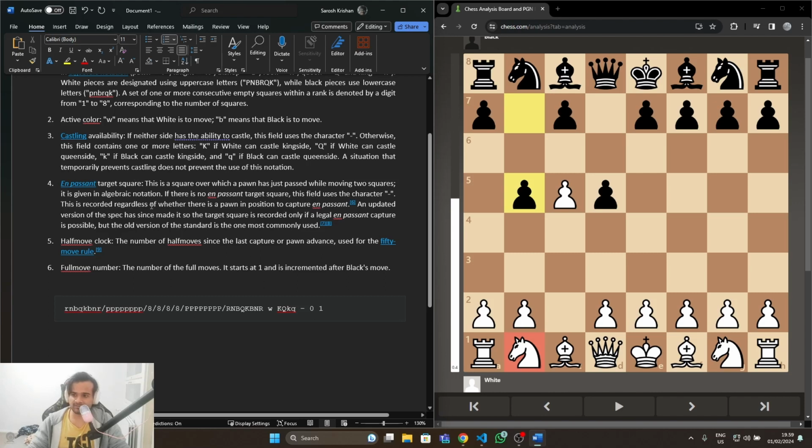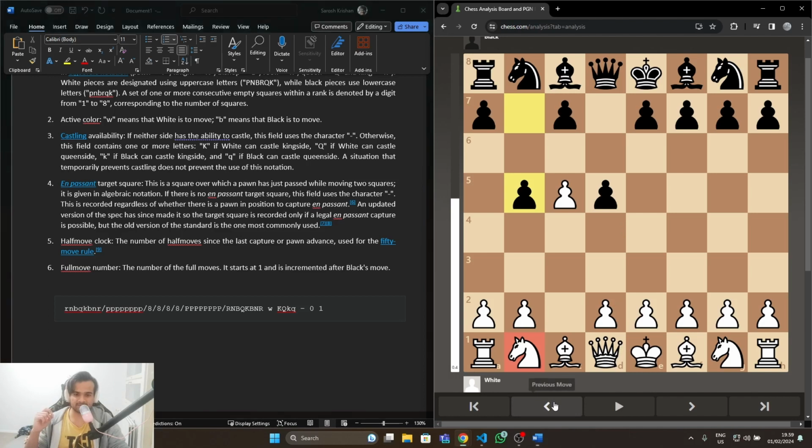This is recorded regardless of whether there is a pawn in the position to capture en passant. To me, that is annoying. Oh no, that's actually smart. Here's what I was thinking. If you do this, and then you do this, and now if en passant is possible, you store the target square, right? This is where the pawn can capture.